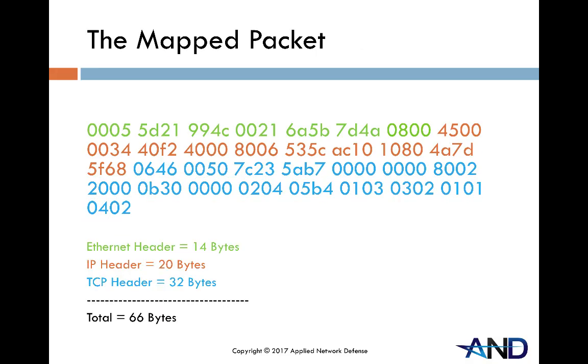So we see here in green, we have the Ethernet header, which is 14 bytes. We have an IP header, which is 20 bytes, and we have a TCP header, which is 32 bytes, making in total a 66 byte complete packet.